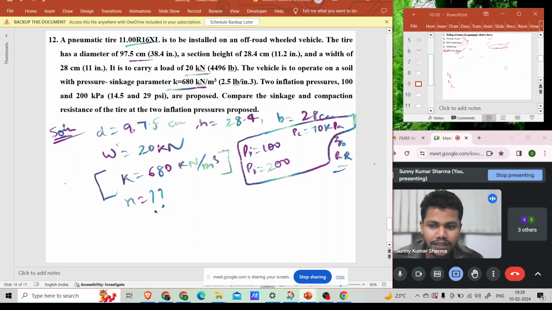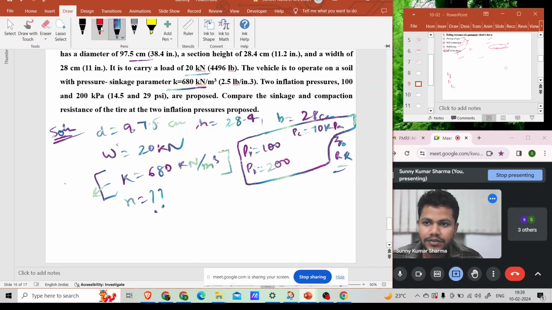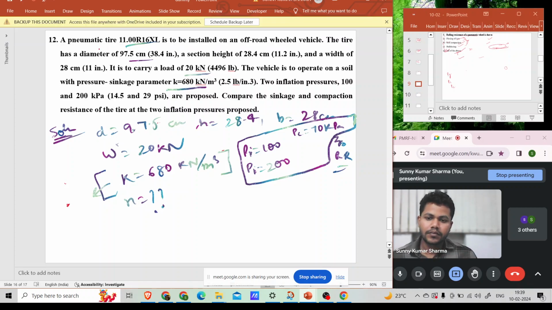See, what is the unit of this modulus of sinkage? What is the unit of modulus of sinkage? This is given as kilonewton by meter cube. Kilonewton per meter cube. But is it the unit? This is not the actual unit. It is expressed as kilonewton per meter to the power exponent of sinkage plus 1, which is given here as n plus 2.